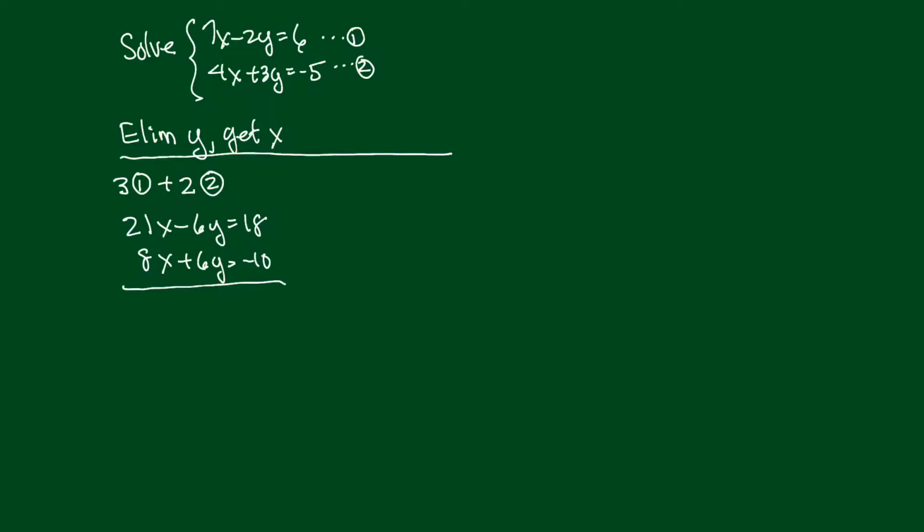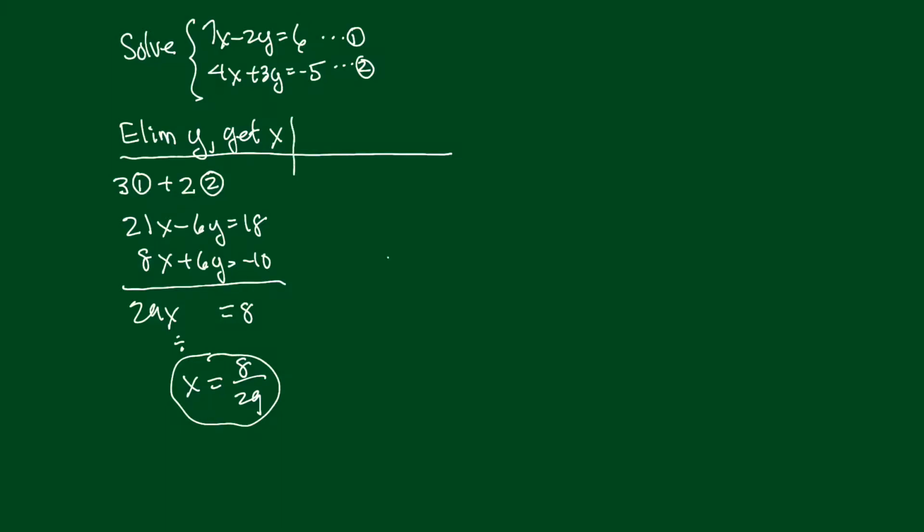We'll add these together, getting 29x. And now you see, negative 6y and positive 6y, that adds to 0, so that's gone. So this is equal to, what do we get here? 8. So divide by 29, and we will get x equals 8 over 29.